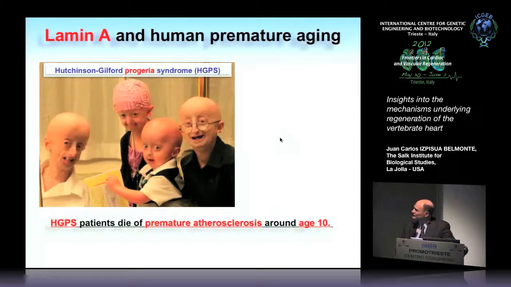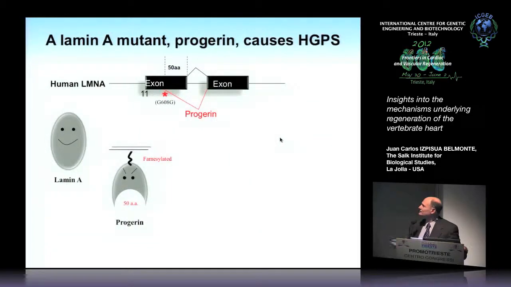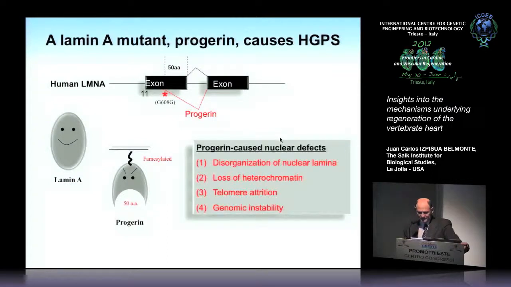These kids have a mutation in lamin A, and they die prematurely around age 10, and the main cause of their death is atherosclerosis. Now, this mutation is due to altered splicing that gives rise to a different, shorter form of lamin called progerin. The accumulation of progerin is what causes this phenotype. The phenotype is rather complex. The accumulation of progerin gives rise to many nuclear defects.